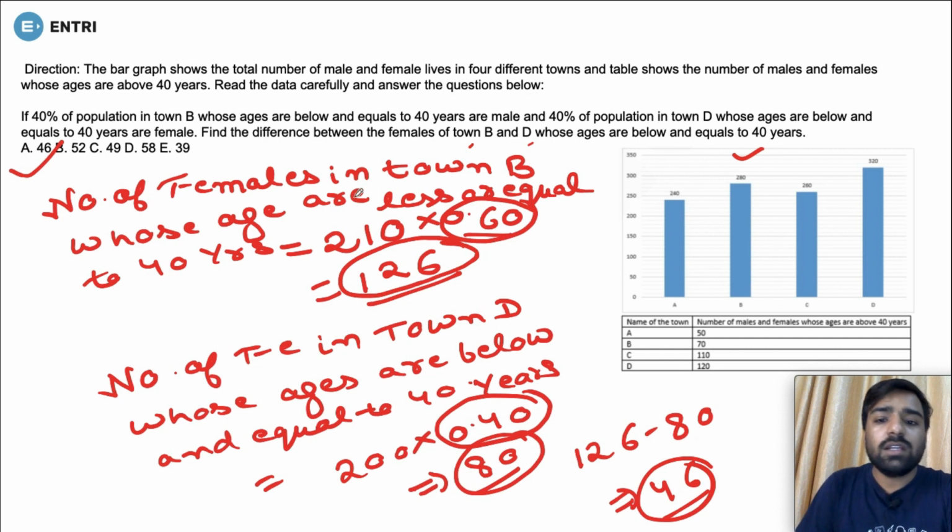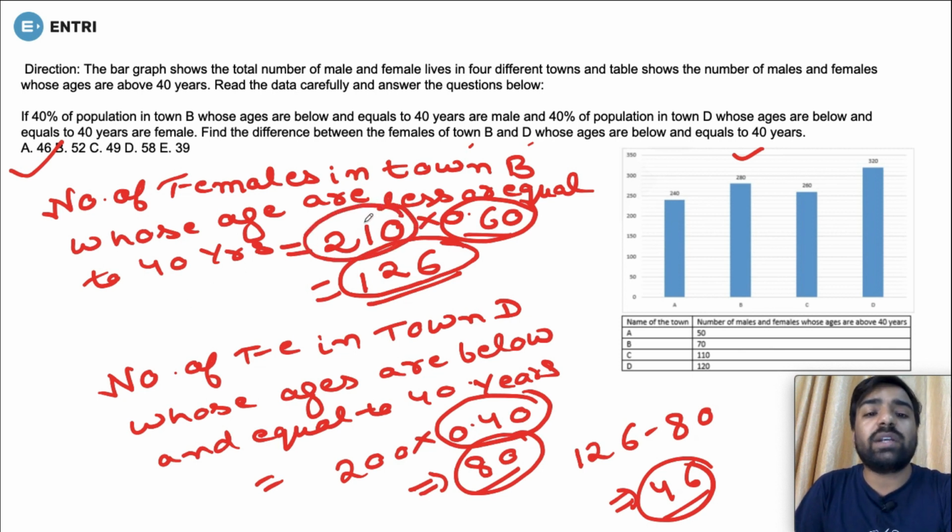Now total population was given. For whom are they talking about? They are talking about those whose age is below or equal to 40 years. Fine. Now for whom they were below or equal to 40 years, how many people were they? They were total 210. So out of those 210, if we take out 60%, we are going to get the number of females. How many females will be there?